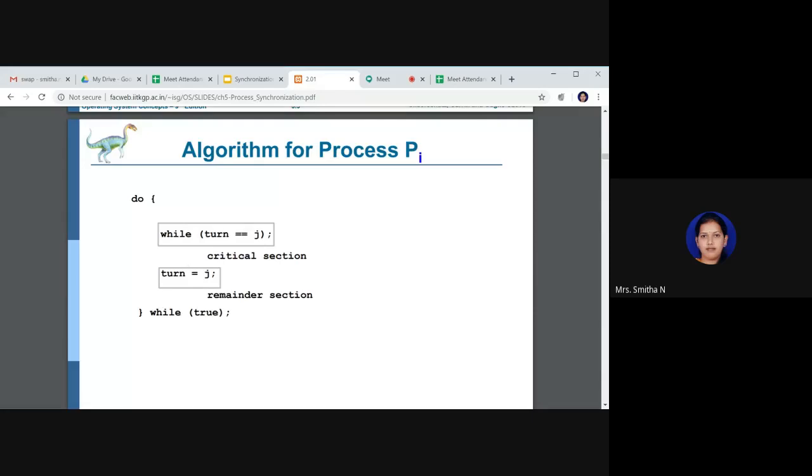That is why it will not. You can see here, semicolon is given to while. Semicolon means you don't have a body for the while to execute anything. It will be looping itself. When i is not equal to j, you're not going into an infinite loop. You're going to critical section. Pi will enter into critical section. Critical section code will be executed. Once it completes execution, it sets the turn to j, which means it exits.